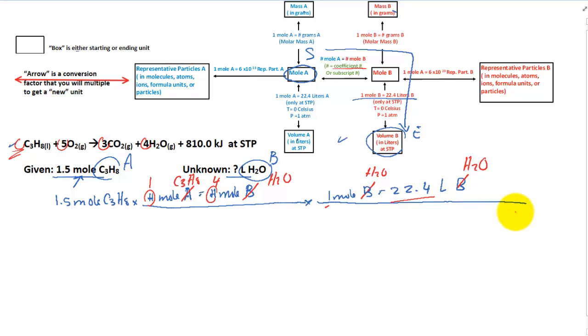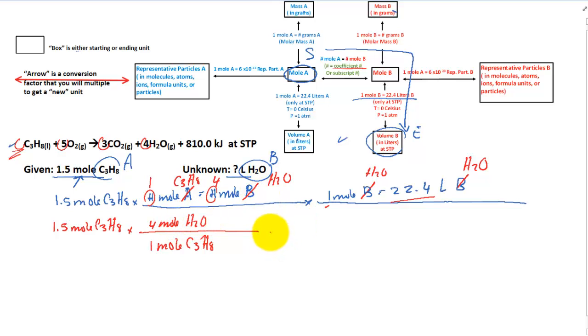The next thing we're going to do is solve this and cancel out the units and the chemicals. So we have 1.5 mole of C3H8 times this conversion factor. Now how do you know which side is going to be on the bottom? We want to cancel out mole of C3H8, so we're going to put moles of C3H8 on the bottom. In this case we have 1 mole C3H8 on the bottom. If this side is on the bottom, the other side has to be on top. In this case we have 4 mole of H2O on top.